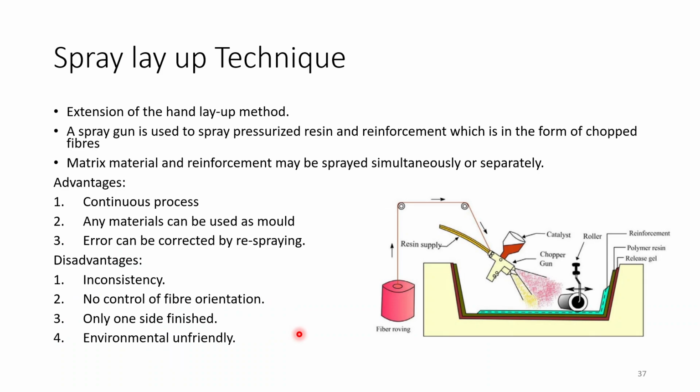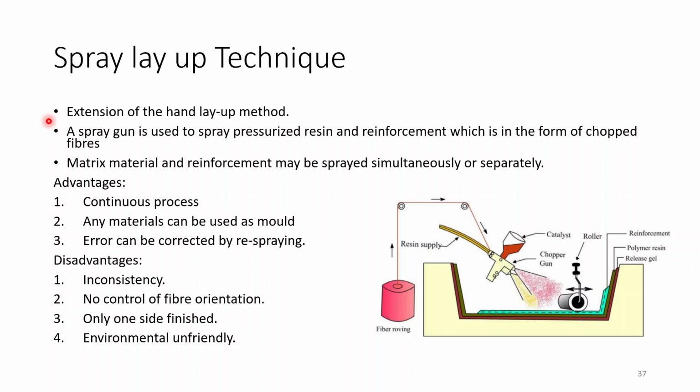Next you have spray layup technique. So it is very similar to previous one. Here you just are using a spray gun. So it is extension of hand layup method, and a spray gun is used to spray pressurized resin and reinforcement, which is in the form of chopped fibers. Matrix material and reinforcement may be sprayed simultaneously or separately.